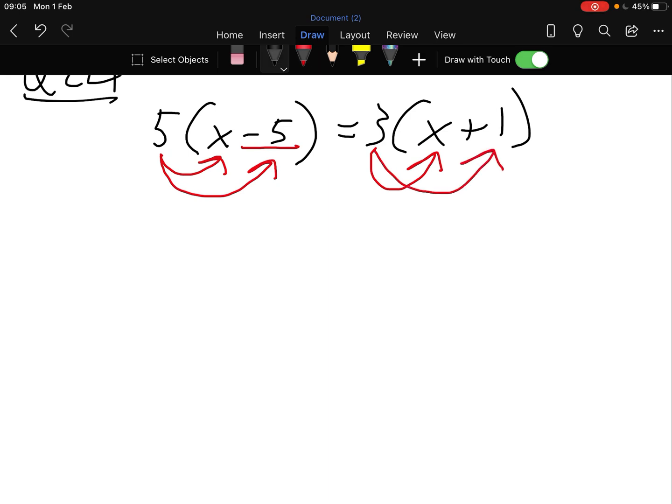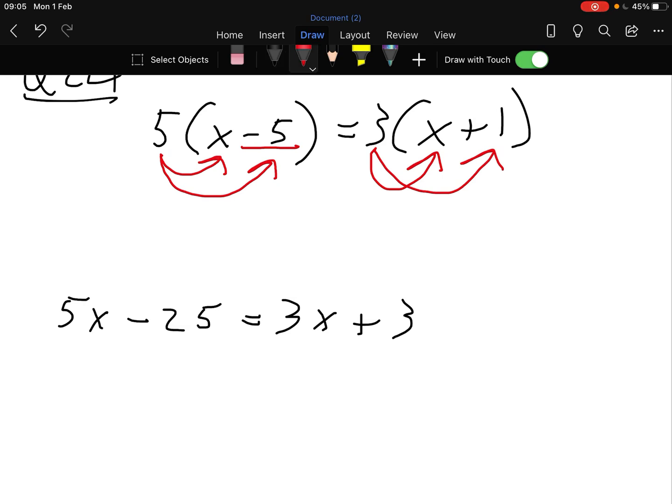Okay, so let's rewrite out now our new equation down here. 5 into x gives us 5x. 5 into minus 5 gives us minus 25. That equals 3 into x gives us 3x. 3 times 1 is simply 3. So we have 5x minus 25 equals 3x plus 3.